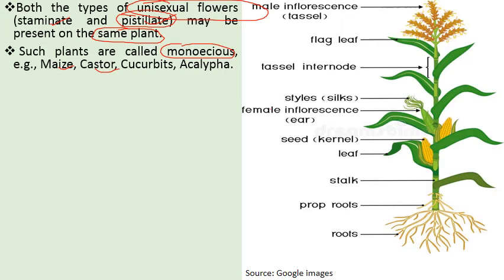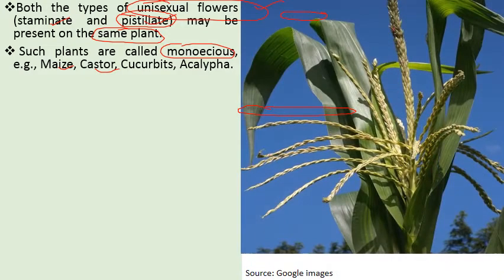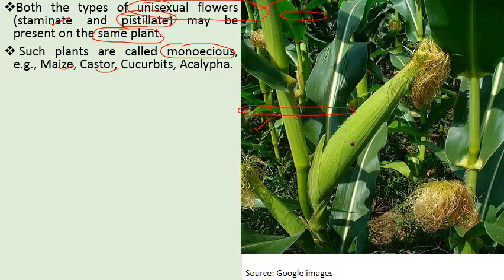It bears the female inflorescence and the male inflorescence at the tip, and this male inflorescence is commonly known as tassel. So this is the photograph of the male inflorescence, which is known as tassel in case of maize. And this is the photograph of the female inflorescence, and these silk, hair-like structures are styles. They capture the pollen grains and undergo the process of fertilization to form a grain in the cob.